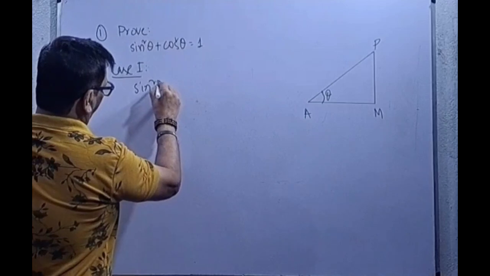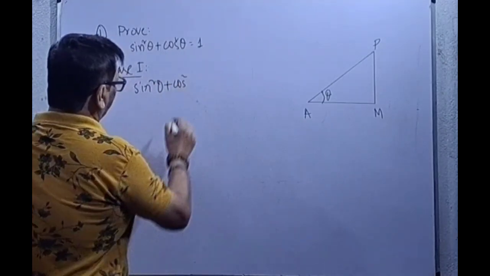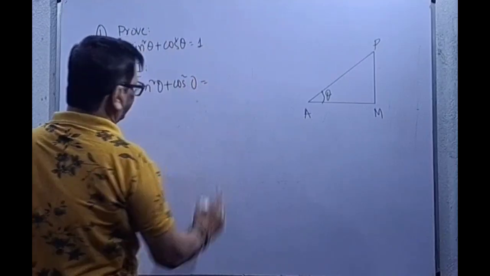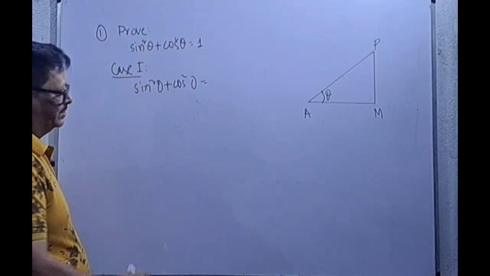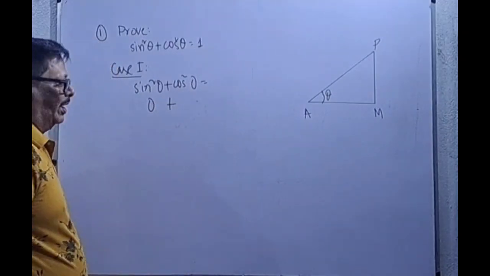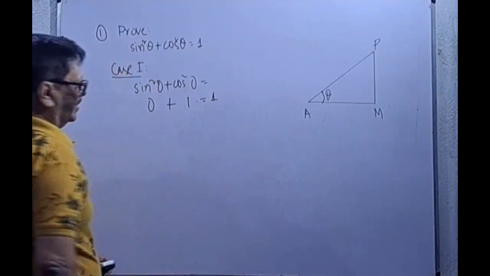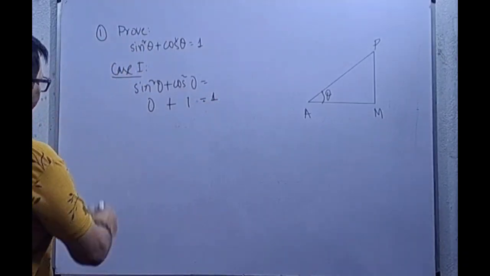Theta is equal to 0. sin² 0 plus cos² 0. sin² 0 is 0 and cos² 0 is 1. So it is equal to 1. First part proved. Second case.